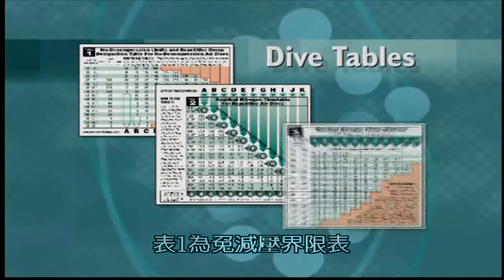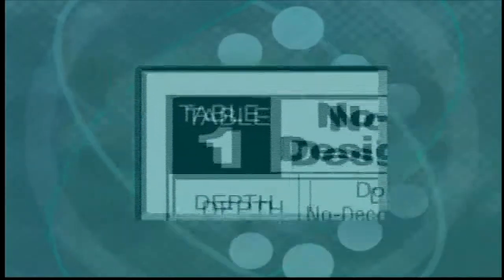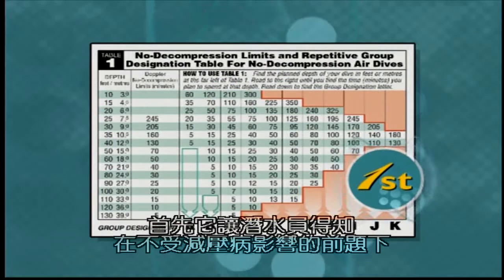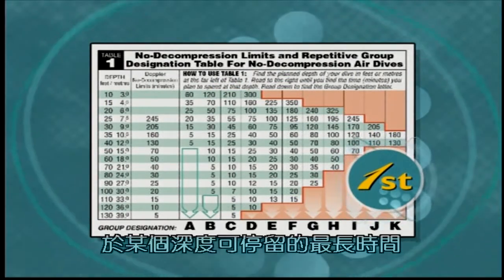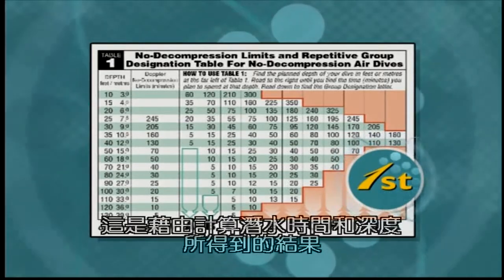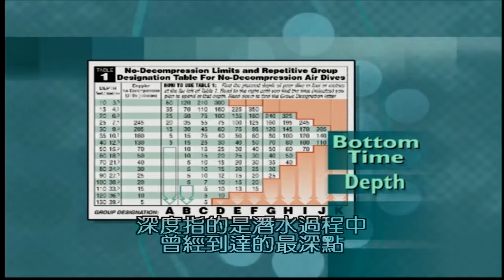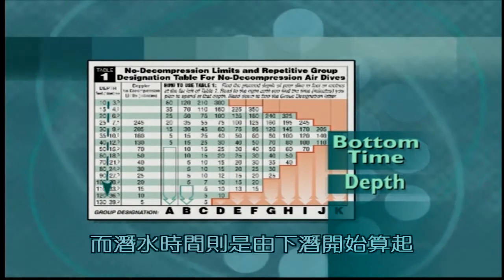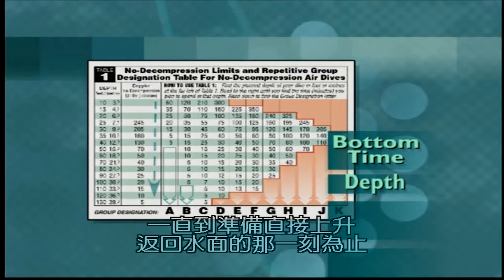The first of these is the No Decompression Limits table, which we call Table 1. It has two functions. First, it shows divers how long they may stay at a certain depth without being affected by decompression sickness. This is done by figuring bottom time and depth. Depth is considered the deepest point reached during the dive. Bottom time is measured from the time you begin your descent to the time you begin your direct ascent back to the surface.